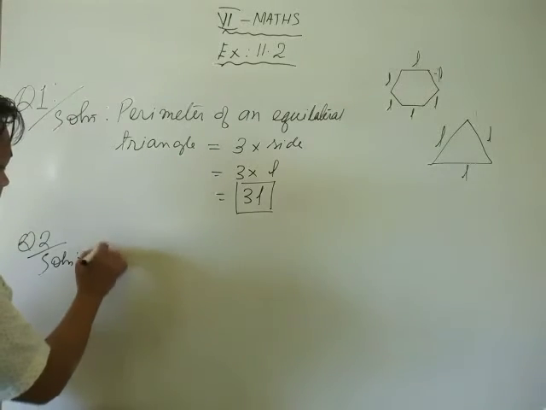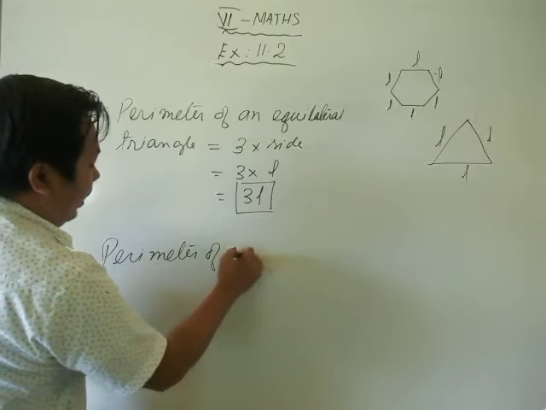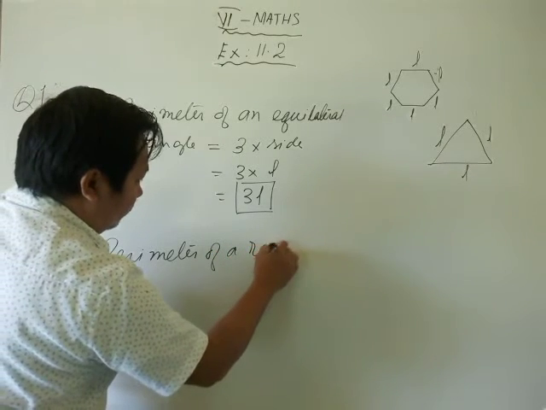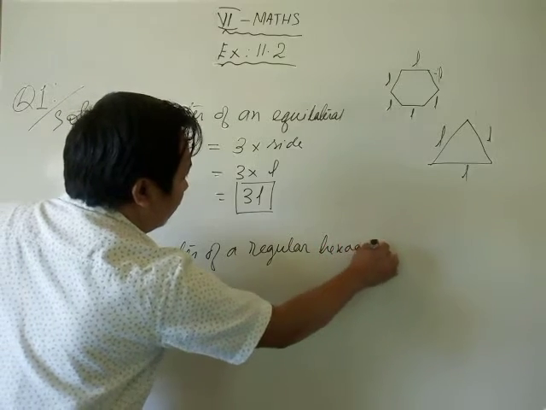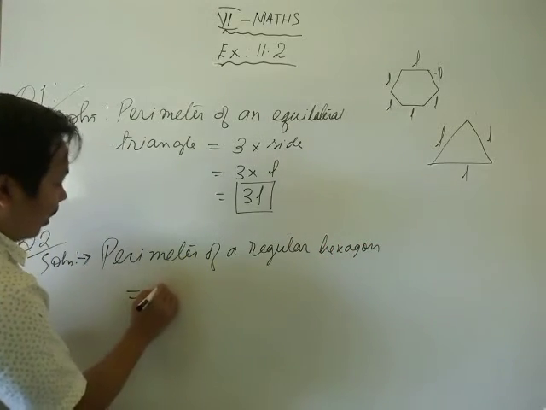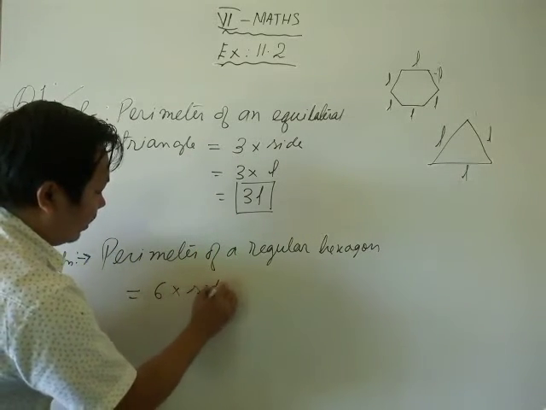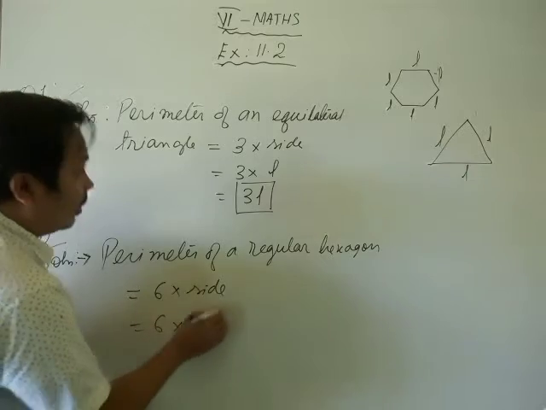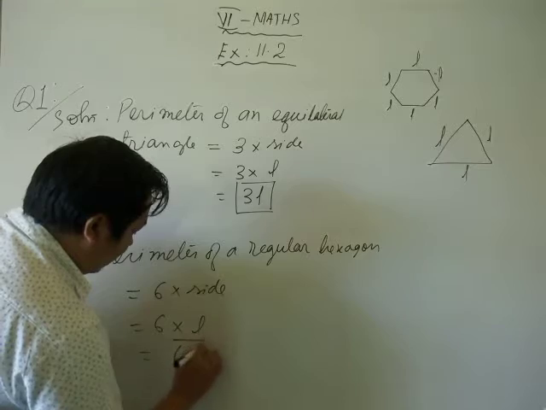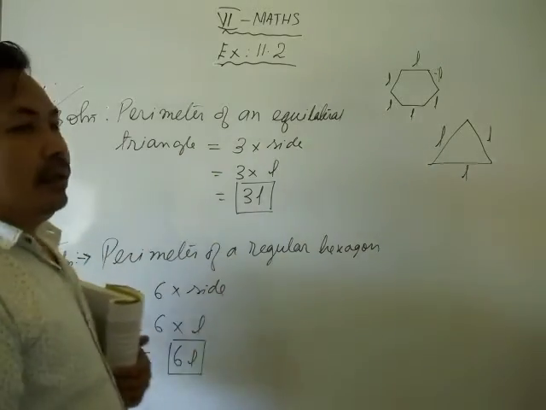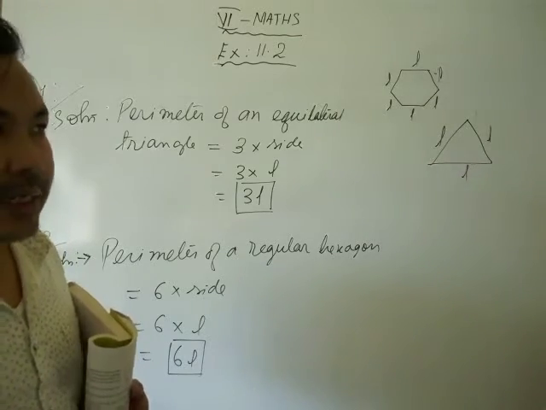So perimeter of a regular hexagon is equal to how many sides are there? 6 sides are there. 6 into side. That means 6 into L. That means 6L. So 6L is the perimeter of the regular hexagon, where L is the length of the side.